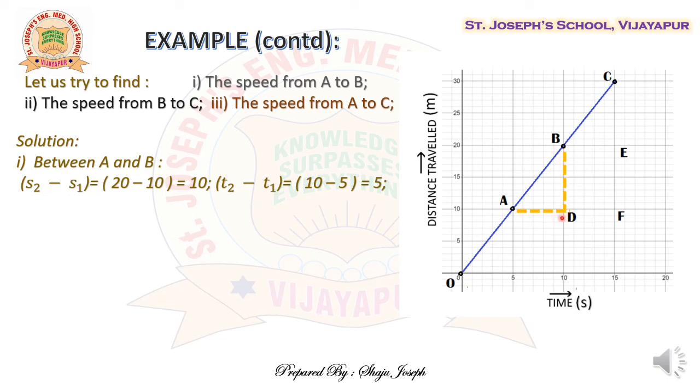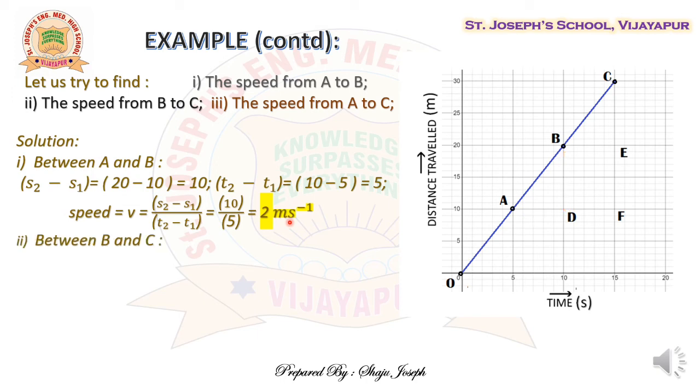Okay. So using these two values, let us find the value of speed. Speed is always given as S2 minus S1, that is the change in position of the body in meters, divided by T2 minus T1, that is the time interval. So BD is nothing but 20 minus 10, that is 10, divided by the time interval of 5 seconds. So 10 by 5 is 2 meters per second. This is the speed of the object while it is traveling from A to B.